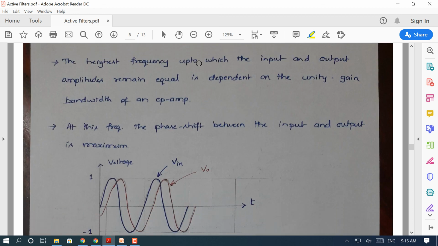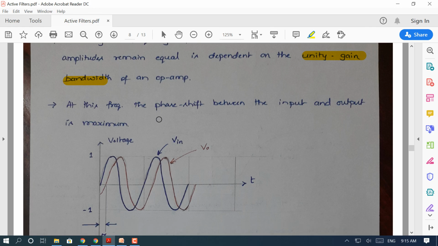The highest frequency up to which the input and output amplitudes remain equal depends on the unity gain bandwidth of the op amp here. We know that every op amp comes with a certain unity gain bandwidth. The highest frequency up to which the input and output signals are passed with equal magnitude depends on the gain bandwidth product of that op amp.